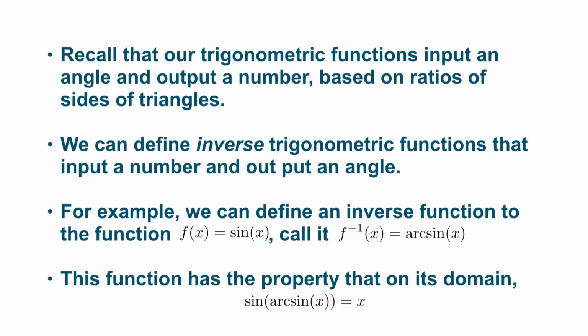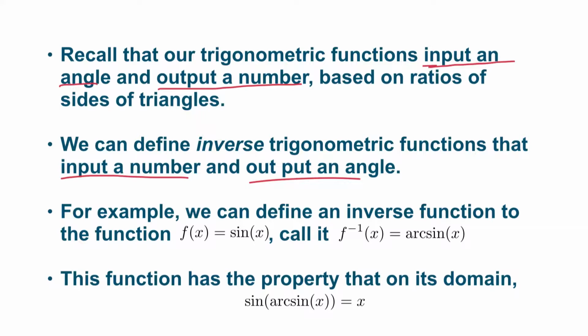So to reiterate, recall that trigonometric functions input an angle and output a number based on ratios of the sides. The inverse trig functions will do the opposite. They'll input a number and output an angle. So what kind of notation do we use for this? Well, the school of thought that I subscribe to that is more common is to say the inverse function of sine is arc sine. The inverse function of cosine is arc cosine.